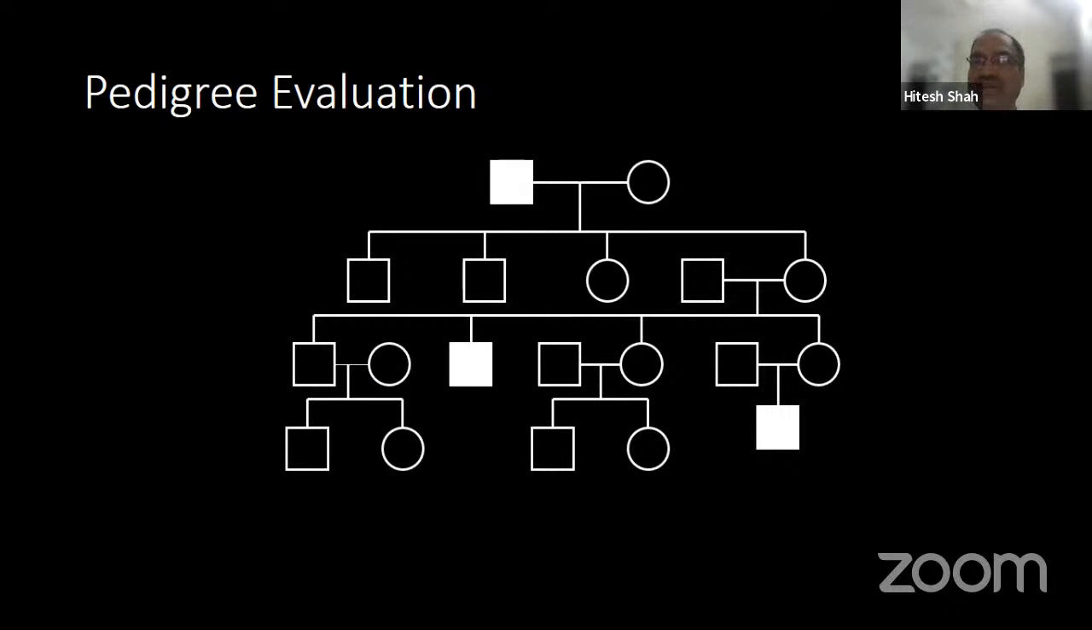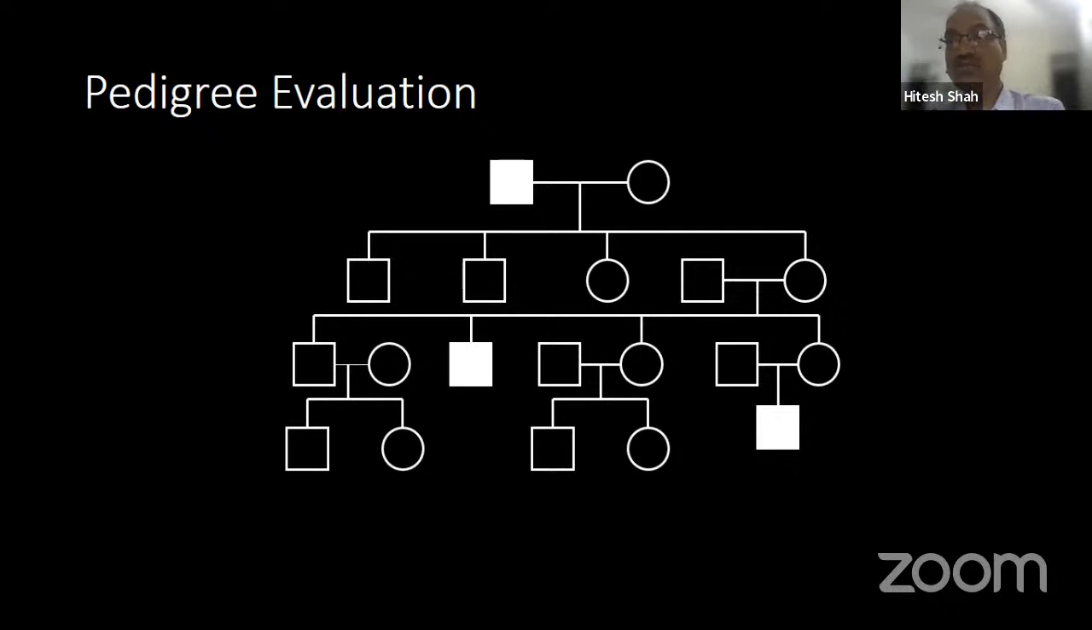We need to find out whether one generation is skipped or every generation is involved, to determine whether it is an autosomal dominant or recessive condition, or an X-linked dominant or recessive condition, and whether it runs in the family. Many times you may not find any positive family history and a sporadic case would be present. It is a very common scenario in India as well.